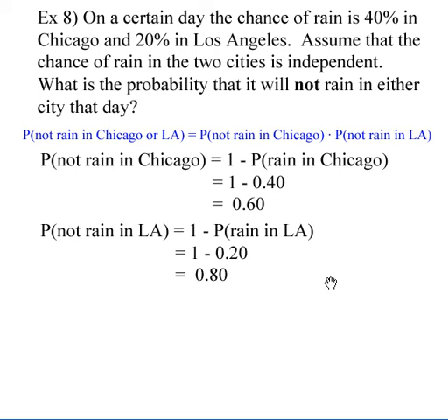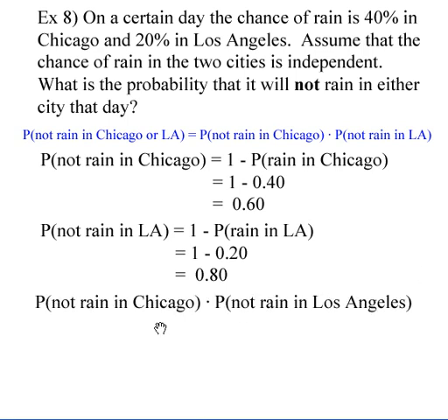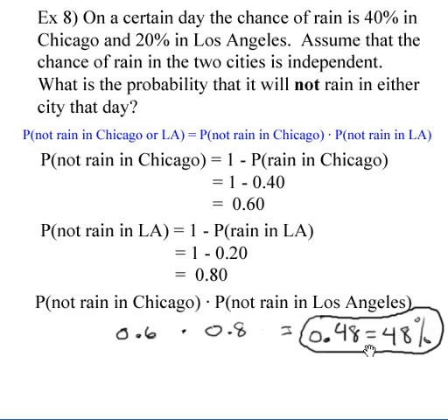All right, now that we've calculated independently for each city the probability of it not raining in Chicago and not raining in LA, let's say you're going to fly from LA to Chicago or vice versa. We want the probability of not raining in Chicago times the probability of not raining in Los Angeles. So that's going to be 0.6 times 0.8, which is 0.48. So there's a 48% chance that if you're going from one city to the other in the same day, you don't need an umbrella or any other kind of rain gear.